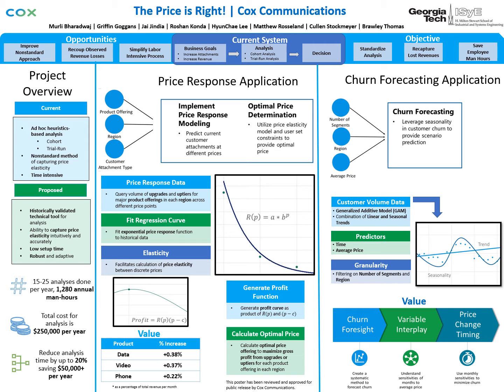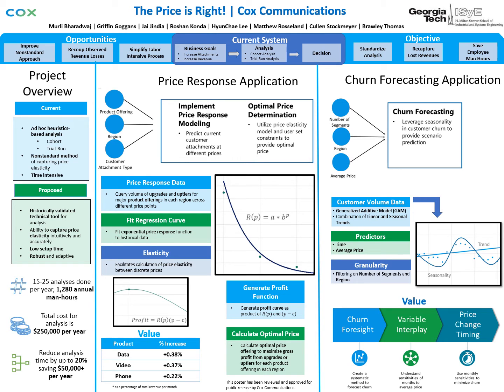To talk about the churn forecasting section, which you can see on the rightmost column, we first take in a number of inputs, which include firstly the number of segments. For example, 1 segment describes customers with either video, phone, or data. 2 segments describes customers with 2 of the previously mentioned segments, and so on and so forth. The application also takes in a specific region input and average price input given the previous 2 inputs. These inputs are fed into the churn forecasting application to output a customer churn forecast.